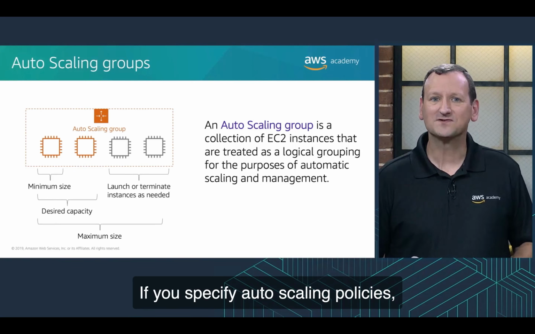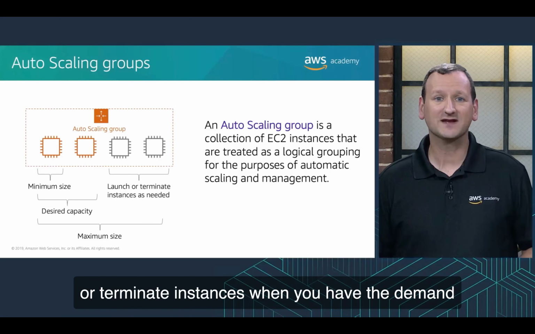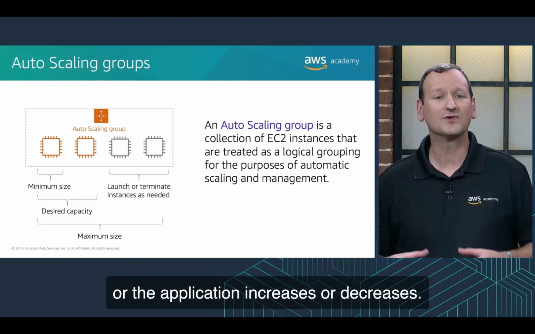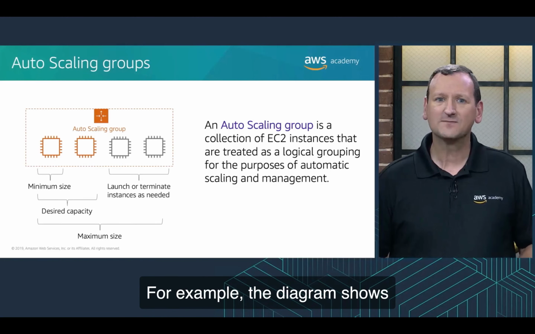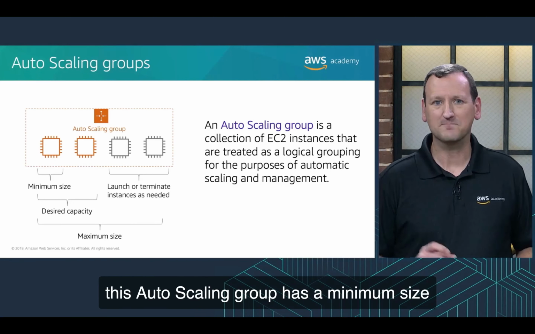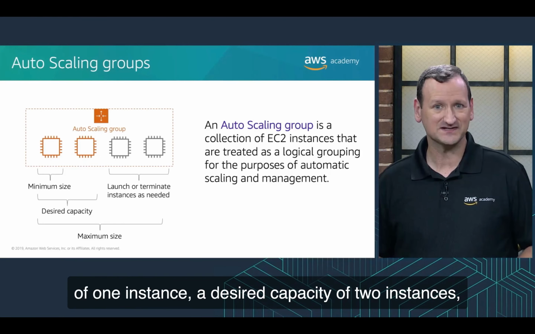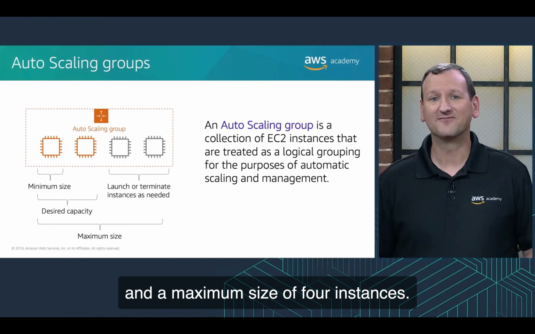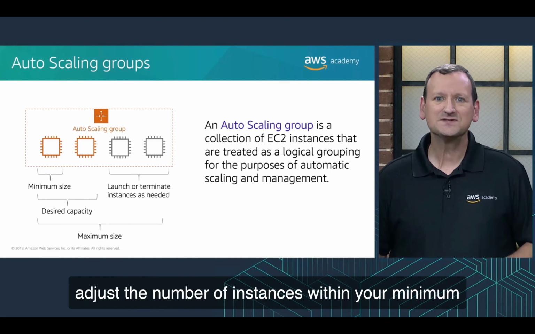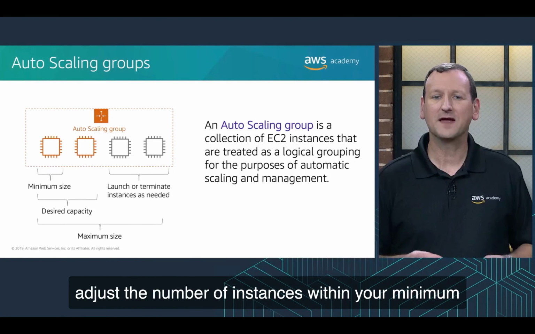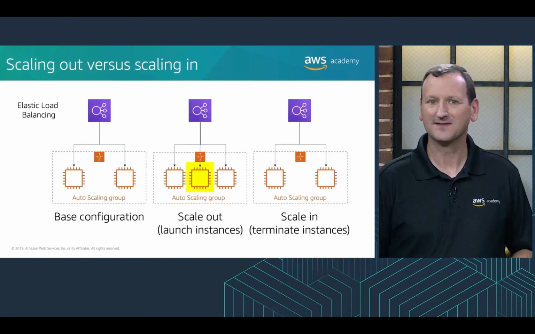If you specify Auto Scaling policies, then Amazon EC2 Auto Scaling can launch or terminate instances as the demand on your application increases or decreases. For example, the diagram shows that this Auto Scaling group has a minimum size of 1 instance, a desired capacity of 2 instances, and a maximum size of 4 instances. The scaling policies that you define adjust the number of instances within your minimum and maximum number of instances, based on the criteria that you specify.